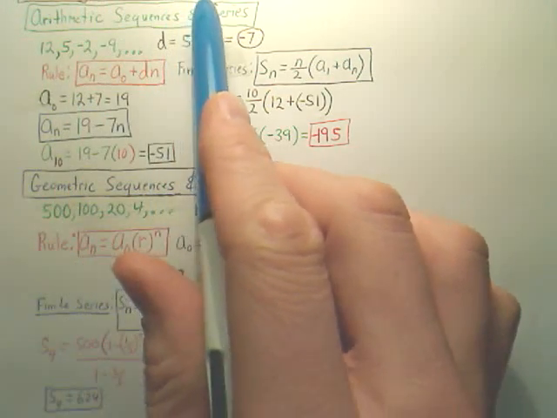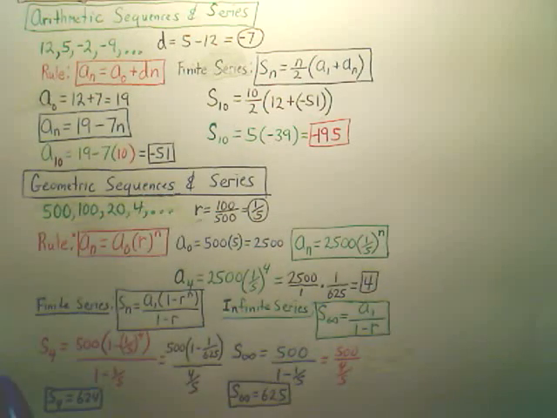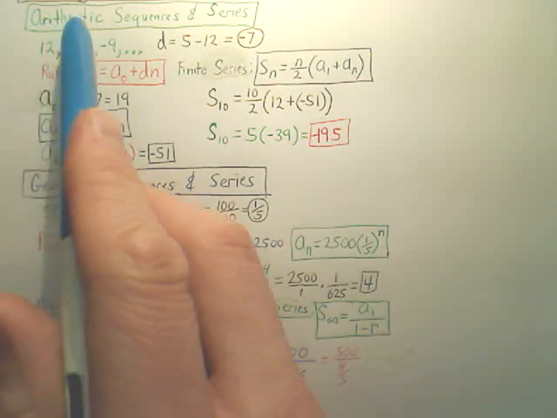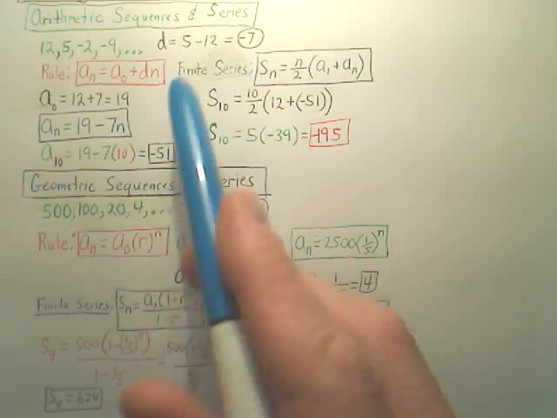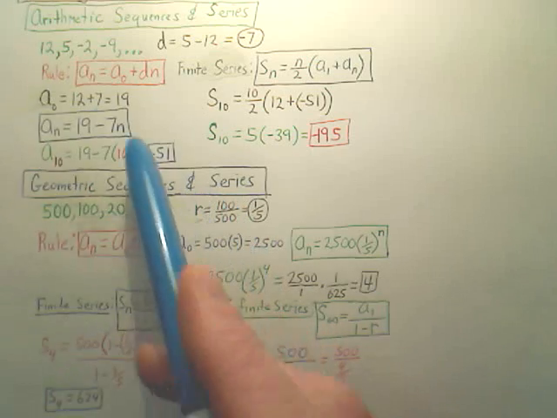Alright, chapter 11, sequences and series. Let's summarize the whole chapter. What you first have to start off with is arithmetic sequences and series. And then we're going to get to geometric sequences and series. There's two topics basically in the chapter.